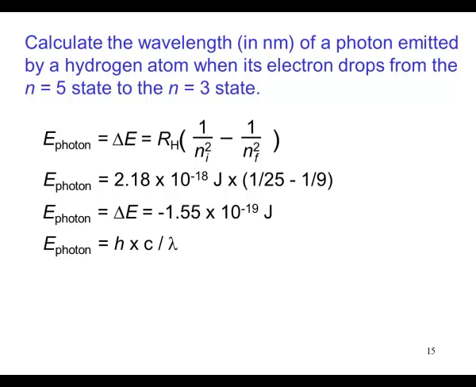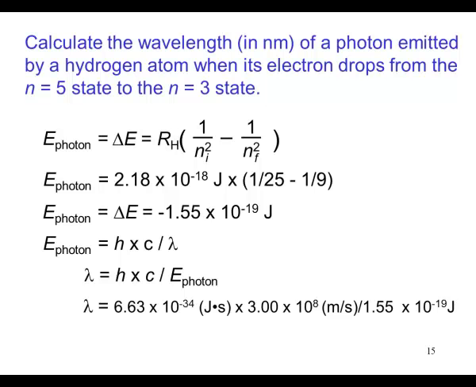To calculate the wavelength, we remember that the energy of the photon equals h times c divided by lambda. Solving for lambda, hc divided by the energy of the photon. This is 6.63 times 10 to the minus 34 joule seconds, Planck's constant, times the speed of light, 3 times 10 to the 8th meters per second, divided by the energy, 1.55 times 10 to the minus 19 joules. Notice that we take the absolute value of the energy. Lambda equals 1280 nanometers.